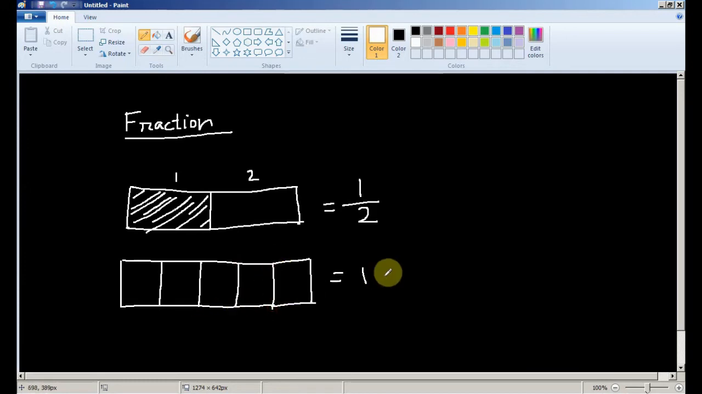And this I can prove in 2 minutes. I can prove that the whole is equal to 1. It's always equal to 1. So I got 5, and this box is 1 by 5.